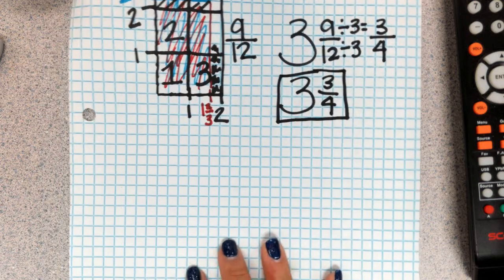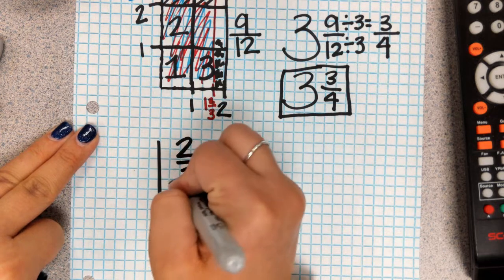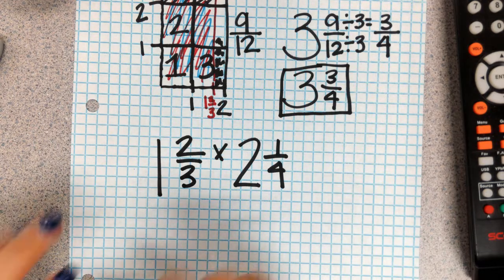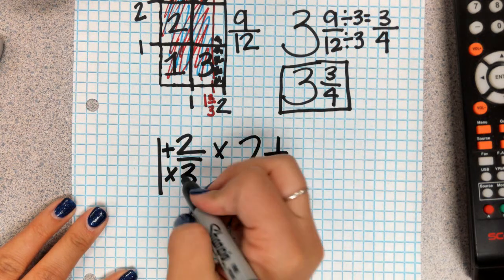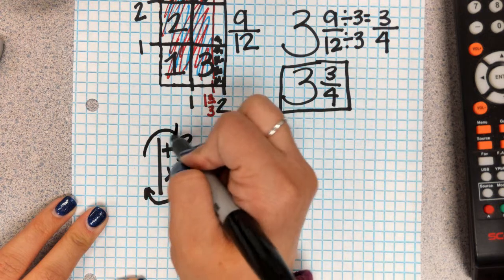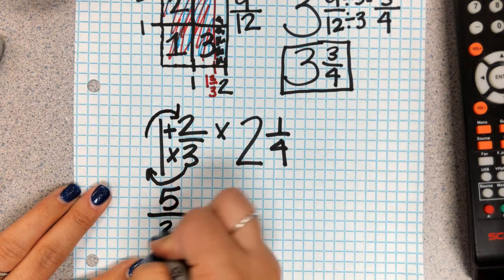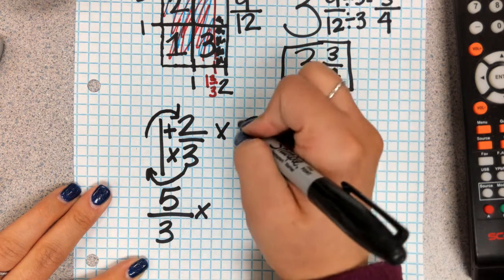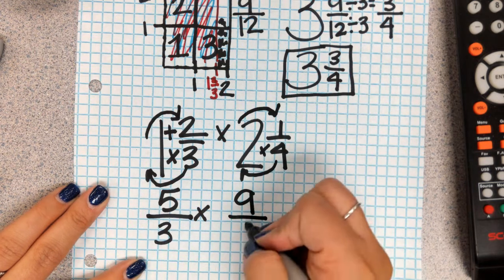Now, if I go ahead and do this with my calculation way, 1 2/3 times 2 1/4, first I need to turn these into improper fractions. 3 times 1 is 3, plus 2 would be 5, and I keep my denominator. 4 times 2 plus 1 would be 9/4.